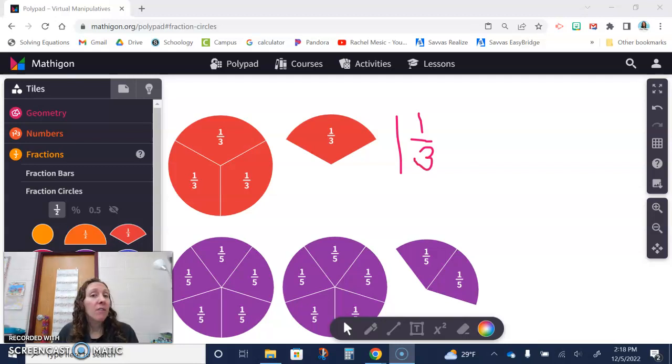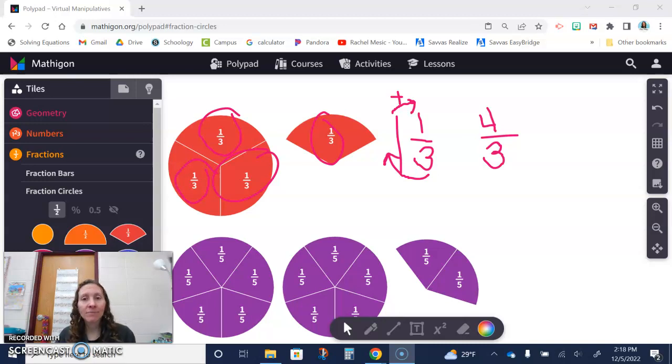Okay? If we wanted to do it as an improper fraction, we would count up the number of third sized pieces. We have 1, 2, 3, 4 pieces that are a third of the size of the circle. So it would be 4/3. Another way you can convert is to take the denominator times the whole number, so 3 times 1, which is 3, plus the numerator, so plus 1 more, so 3 plus 1 is 4. That gives us that 4, and then keep the denominator of 3.